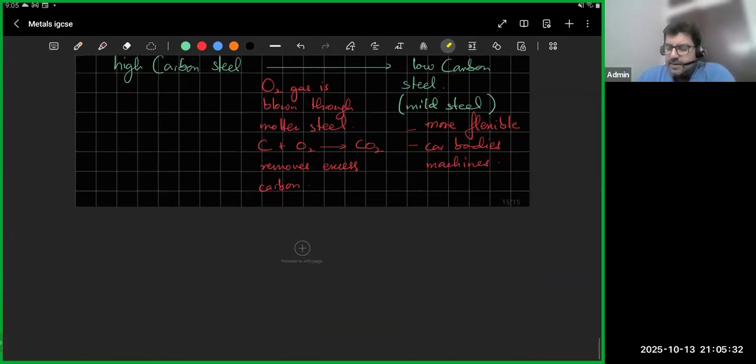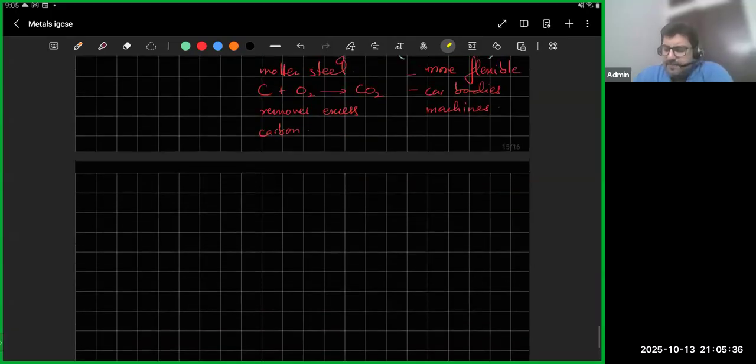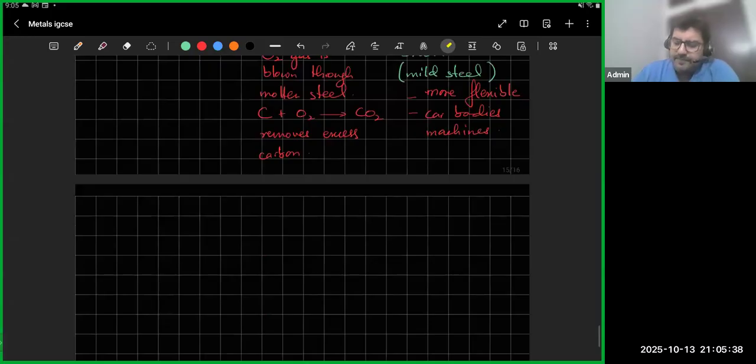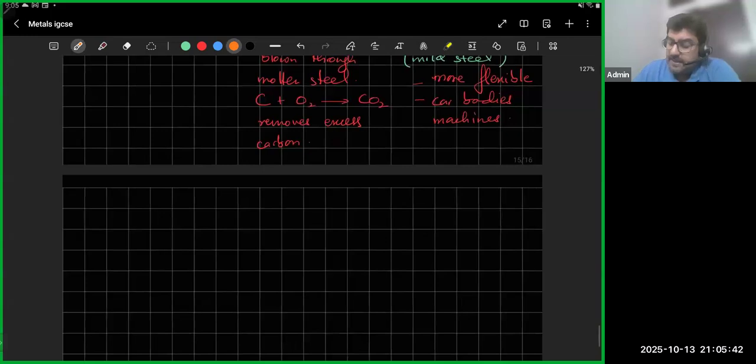Okay, so that was the last thing that we did. And mild steel is what you make machines and car bodies out of. There's another type of steel which is made, that's stainless steel.